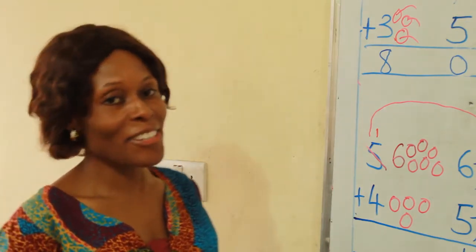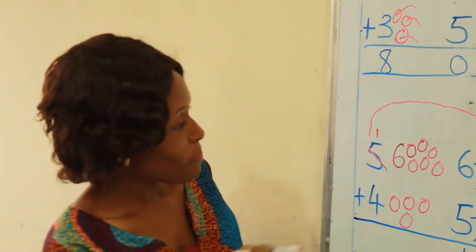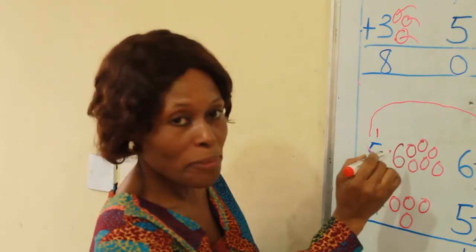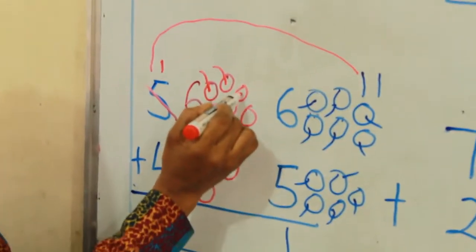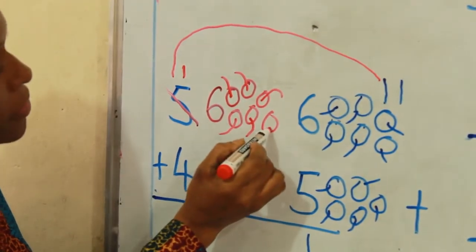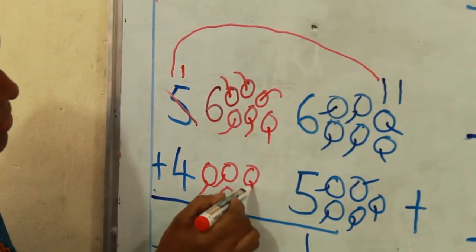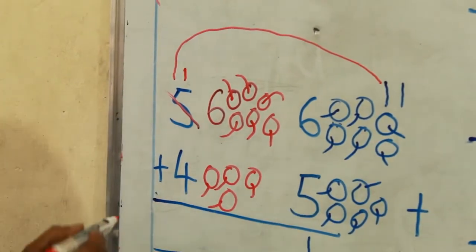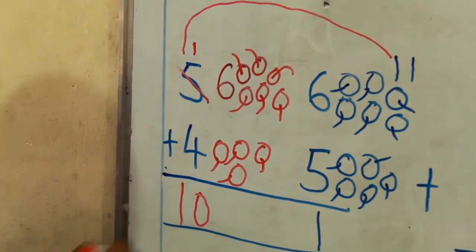Wonderful. All right, you're going to count them together with me. Let's count them all together. Let's start from the top. 1, 2, 3, 4, 5, 6, 7, 8, 9, and 10. So we come here and write 1 and 0, 10.